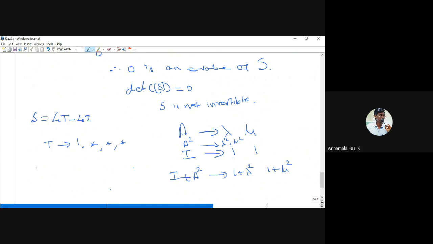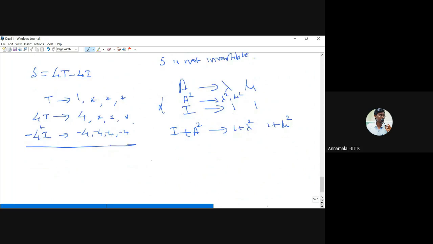Now, what are the eigenvalues of 4T? You just multiply 4 with each eigenvalue. Therefore, 4, star, star, star. Now, what are the eigenvalues of 4 times the identity matrix? The identity matrix eigenvalues are 1, 1, 1, 1, so we multiply by 4 and get 4, 4, 4, 4. Now we need the eigenvalues of minus 4 times I; you just multiply each eigenvalue by minus. Now we need the sum of these two, because S is 4T plus minus 4I. Using this result, you add term by term. So 4 minus 4 gives 0. So 0 is one of the eigenvalues.